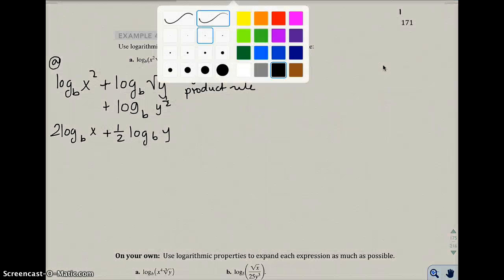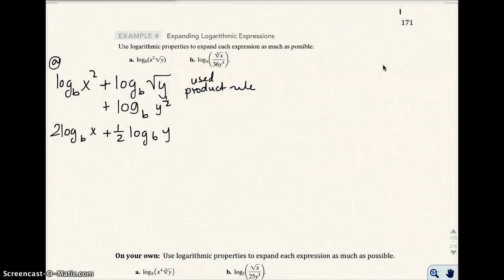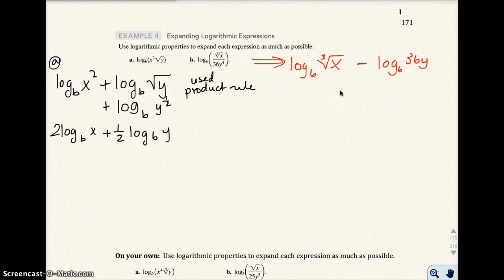Let's do part B. Right here, I'm going to use the quotient rule because I have a logarithm of a quotient. So now I have log base 6 of the cube root of x minus log base 6 of 36 y to the 4th.